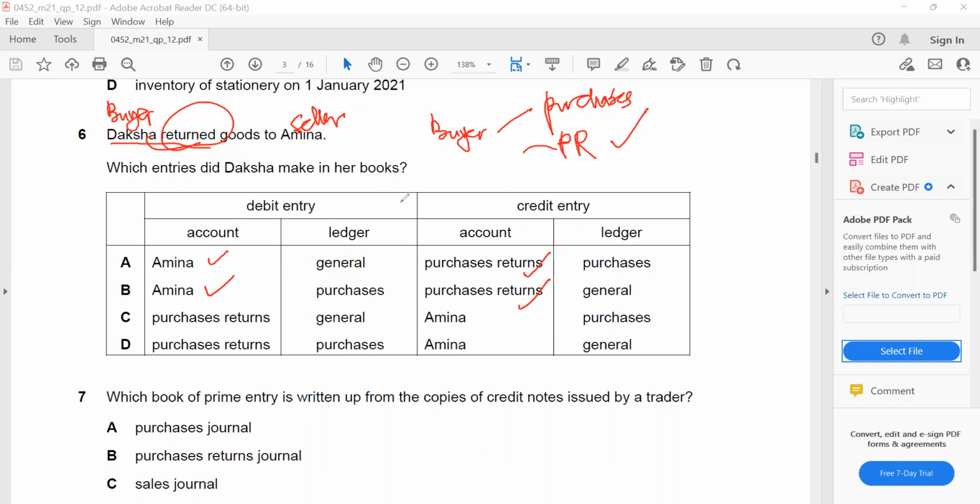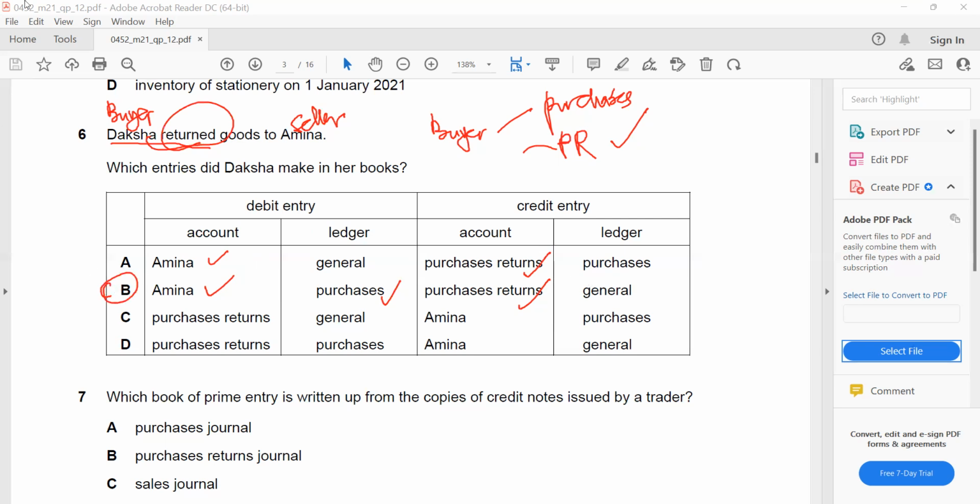Now how do we differentiate the book? Amina is a person's name. From the buyer's point of view, Amina is a seller. Seller, supplier, we record under the purchases ledger. Purchases return is under the general ledger. So the answer should be B.